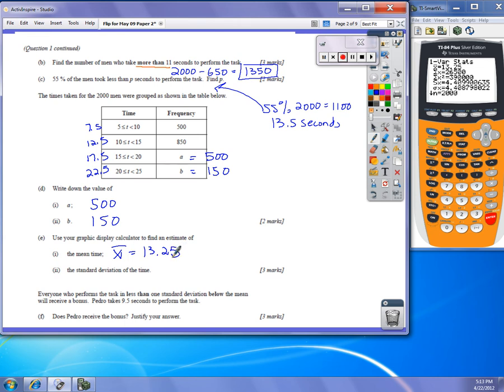Now, you can write down the exact value because it was 13.25, or because it doesn't specify otherwise, if you say that x bar is equal to 13.3 seconds, they'd have to give you credit for that because that would be 3 sig fig. And then the standard deviation of the time, you'll write down the standard deviation from the calculator, and that's going to be 4.41 seconds.